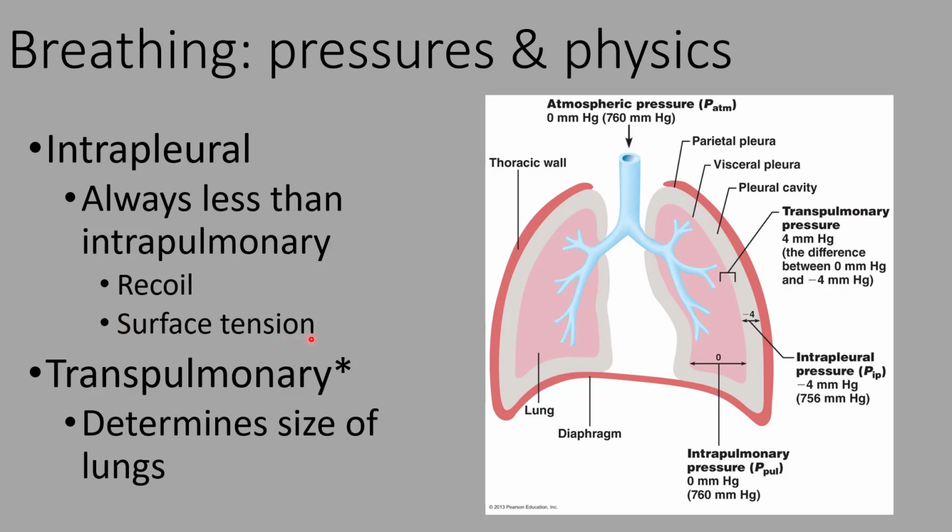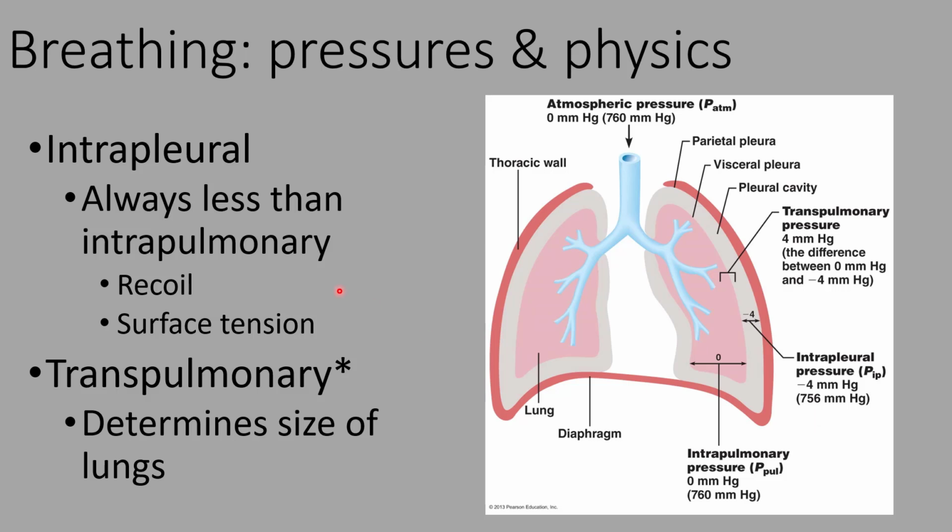And surface tension. We said that the lungs are moist, and we talked about surface tension in the previous lecture. That surface tension also is trying to shrink the lungs down. Because the lungs are constantly trying to shrink for both of these reasons, that creates a little bit of a vacuum. And that is what the intrapleural pressure is. It's the result of that vacuum. So it's always just a little bit less than intrapulmonary pressure.